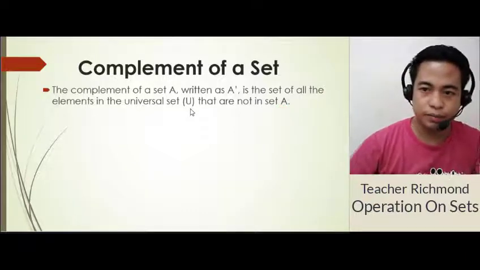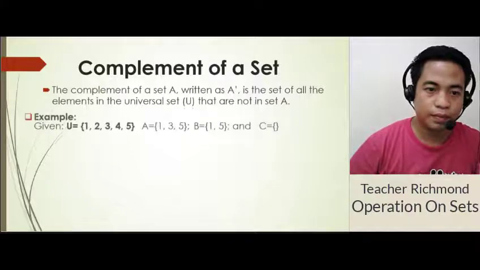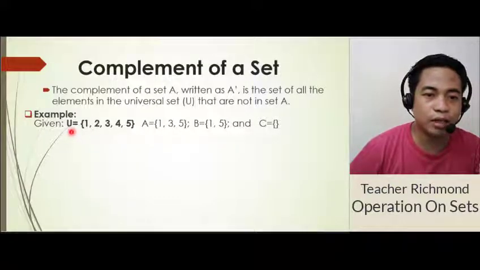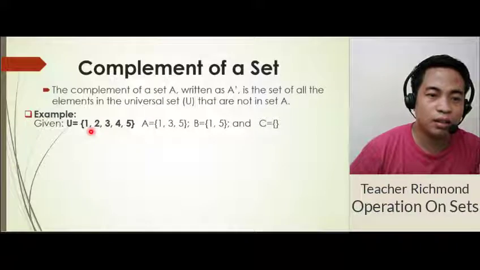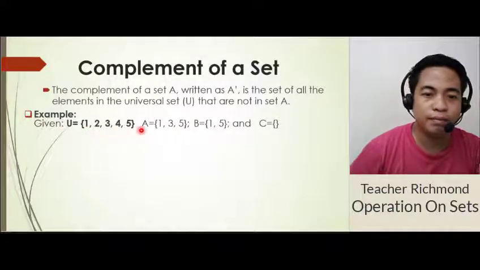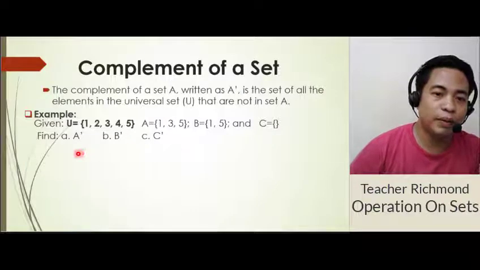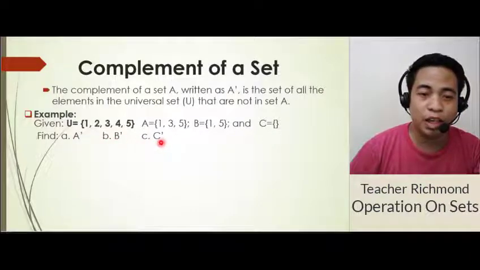So let's take for example, let's have an example here given. So this is our universal set. Remember that universal set is denoted by capital U. Okay? So we have here a universal set whose elements are 1, 2, 3, 4, 5. And we have given sets, set A, set B, set C. Set A, the elements are 1, 3, 5. Elements in set B are 1, 5. And in set C, we don't have any elements. That's why we have here empty set or null set. So find complement of set A, complement of set B, complement of set C.